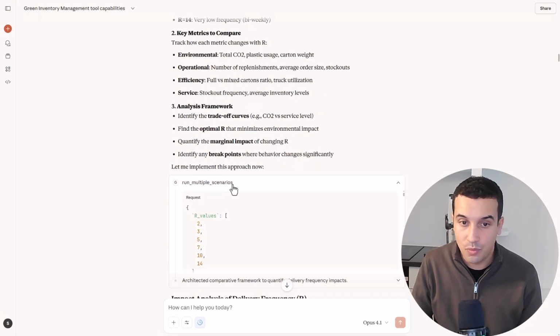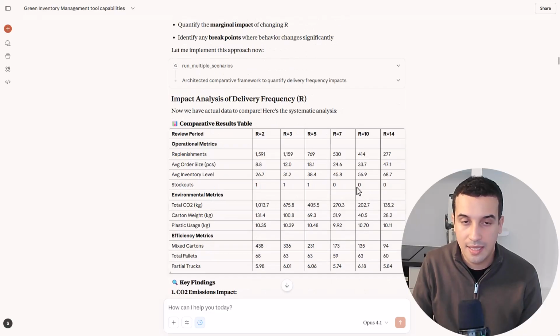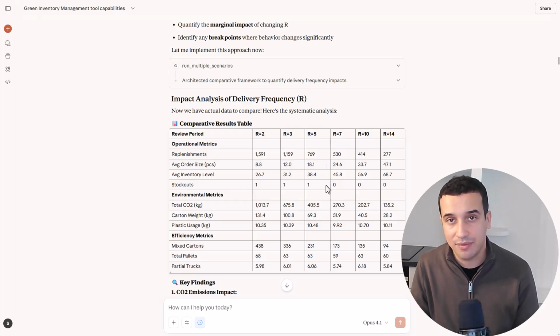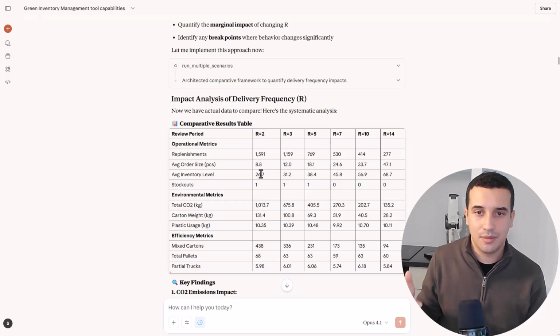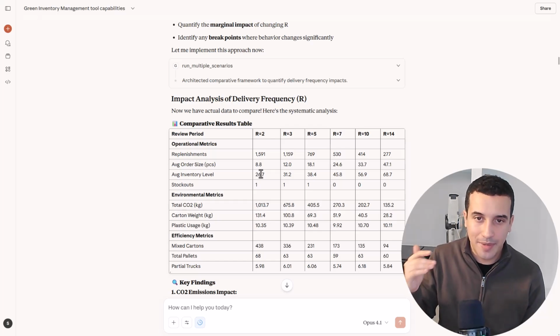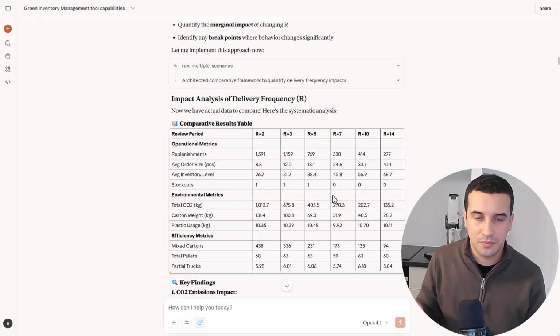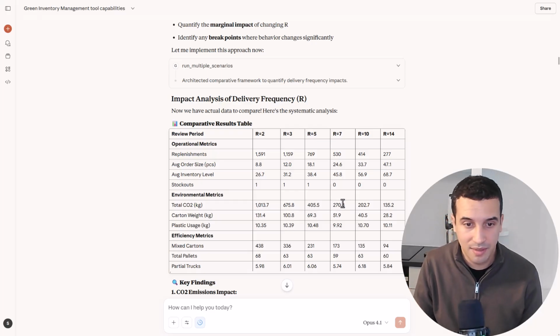Then it runs these different scenarios, with different review periods. And what you can see is that it's retrieving the results for all of these scenarios. And here it's providing a very nice table with all the different parameters. I didn't even have this table in my case study, because in the case study that I published, I was showing metric by metric. Here, Claude made the effort of providing a complete table where you have an overview of all the metrics, so it's better than me.